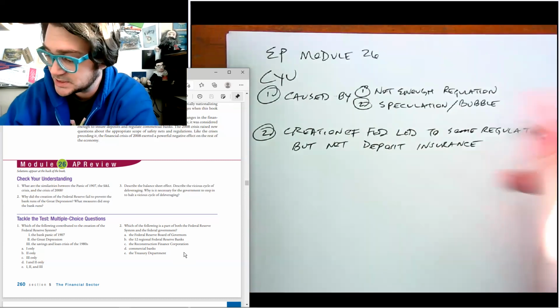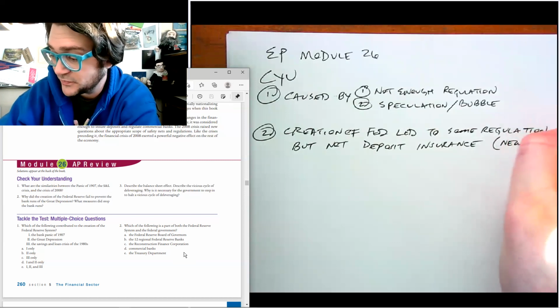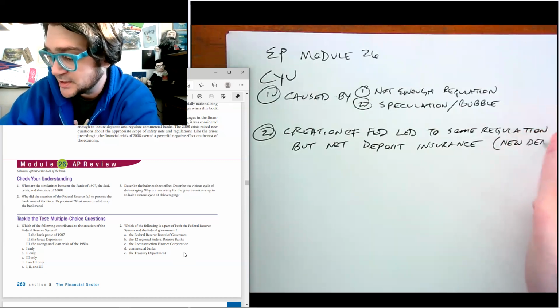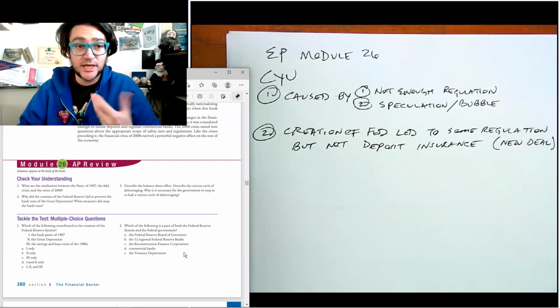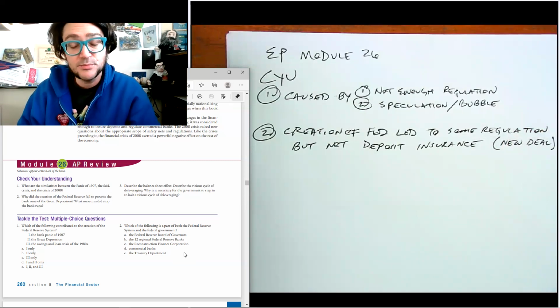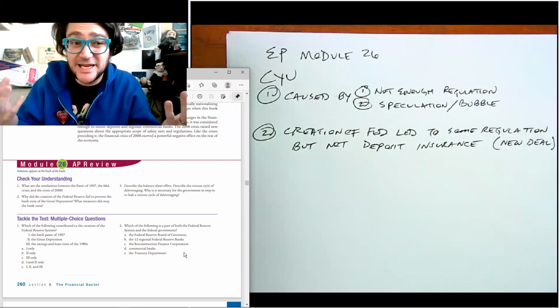And deposit insurance is part of the New Deal. So you can thank Franklin Roosevelt and the New Deal for the fact that if your bank goes bankrupt, you won't lose all of your money. And it's why bank runs don't really happen anymore.